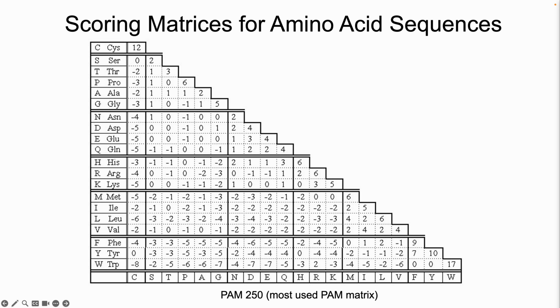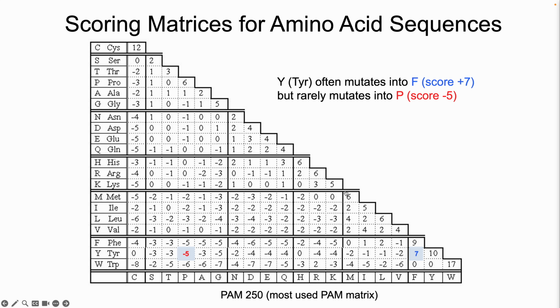I'll get back to that in a second. But the weights here say how bad are we going to penalize two amino acids if we see them in the alignment. So here, tyrosine often mutates to, I don't know what F is, okay? So it actually gets a score of 7. So if you lined up a Y and an F, it would be +7 in your alignment algorithm. Very rarely do you see a Y and a P line up in that set of proteins that make up the PAM matrix. So you're going to penalize that one pretty heavily.